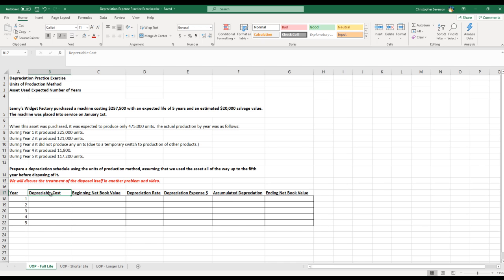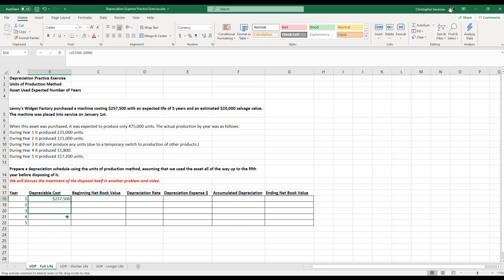Now, we will actually need this information, but we don't necessarily need it for every single year because it's going to be the same amount per year. So it just depends on how you structure your formulas, if you want to put it in every year or not. I've added it as a column just to show what we're doing. But again, for the units of production method, and really for any method, the depreciable cost is the same every year. Depreciable cost is simply the cost of the asset, or historical cost, minus its salvage value.